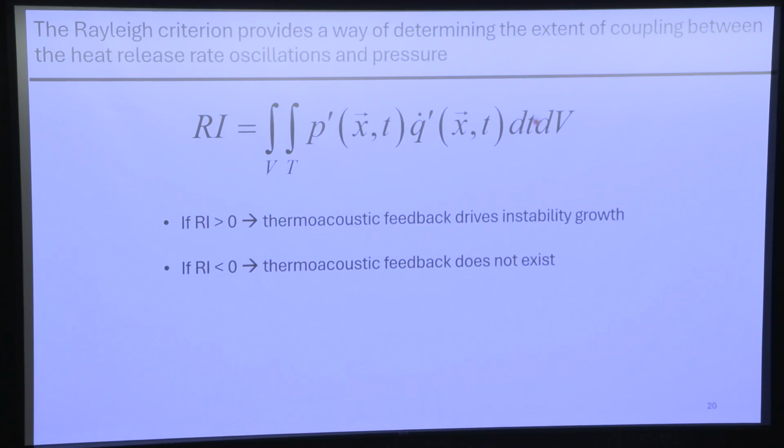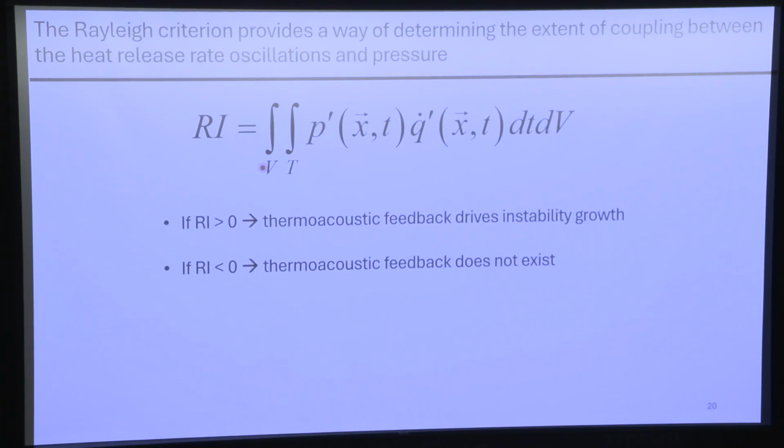You have your pressure fluctuation and your heat release rate fluctuation. If you integrate this over time, over an acoustic period T, and you integrate it over the volume of the flame, V, you can basically see that if p' is high and q' is high, you'd get a high Rayleigh index, so you get a high potential for thermoacoustic feedback. If they're out of phase, and we'll talk about phase in just a second, then the Rayleigh index is negative and you don't have any thermoacoustic feedback.